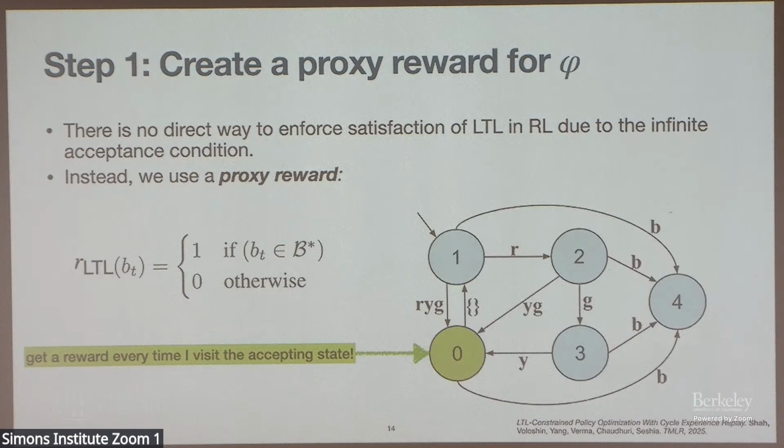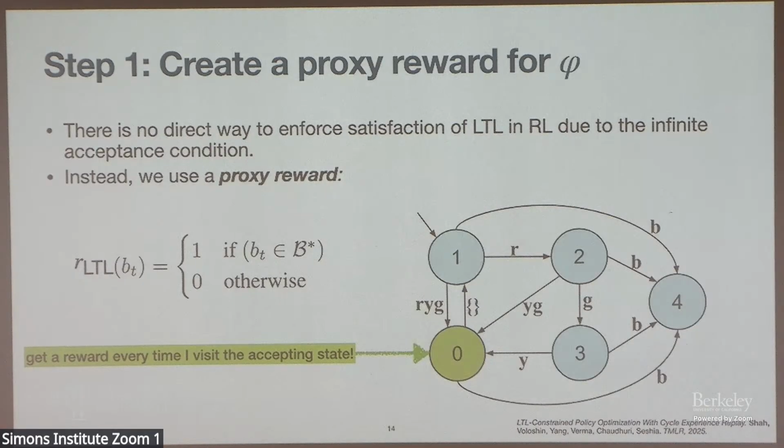And what we'll do is keep track of where we are in our Büchi automaton during a rollout of an episode of reinforcement learning, during a trajectory rollout. If I visit the accepting state, I get a reward of 1. And if I'm not visiting an accepting state, I get a reward of 0. So I want to maximize reward, and by that I mean I want to maximize visiting the accepting state as many times as possible.